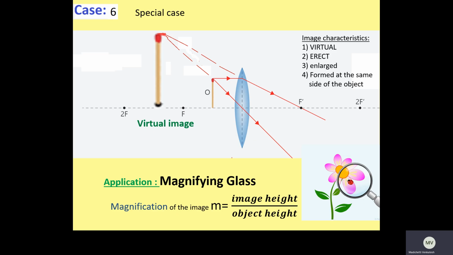You can see here at the bottom right, where the flower is being magnified because the lens is placed too close to the object.